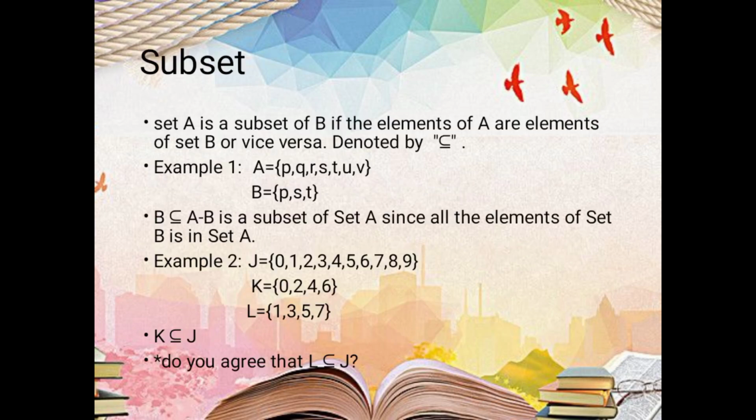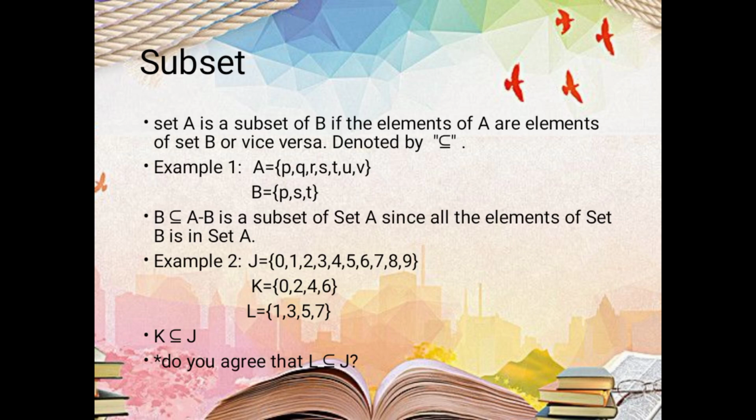Next, subset. Set A is a subset of B if the elements of A are elements of set B. And it is denoted by this, a letter C with a line below.